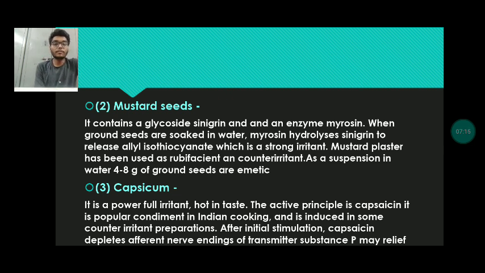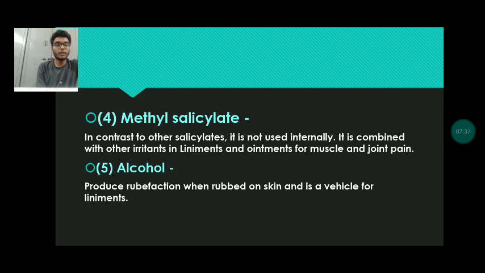Capsicum. It is a powder of fruit, an irritant, hot in taste. The active principle is capsaicin. It is a popular condiment in Indian cooking. It is used in some counter-irritant preparations. After initial stimulation, capsaicin depletes the sensory nerve endings of the transmitter substance P, which may relieve the pain.